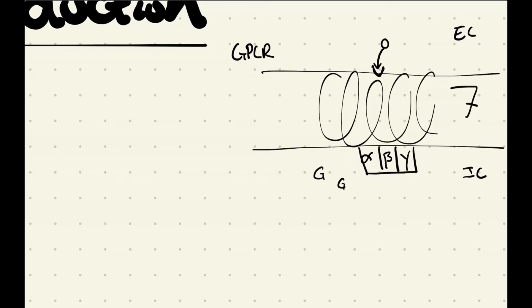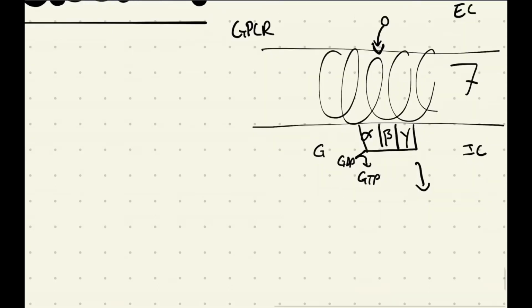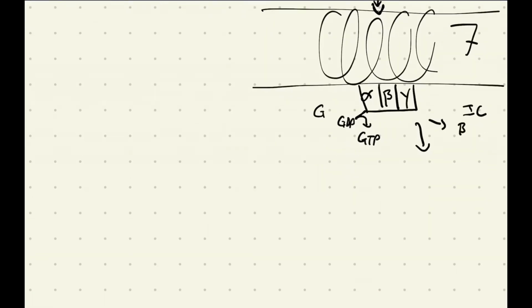What happens is you have your GDP that's bound to your alpha subunit. It's actually going to turn into a GTP. And as a result, you're going to have these subunits dissociate, and you're going to have your beta and gamma subunits dissociate from your alpha subunit, which is now bound with GTP, which means it's active, and as a result, it's going to phosphorylate some downstream effectors, okay?